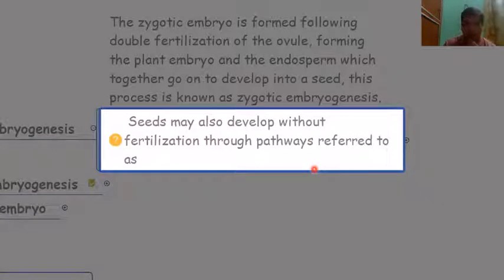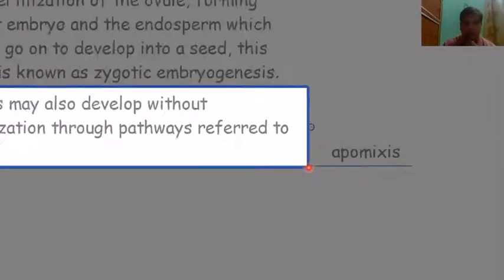And this process is known as zygotic embryogenesis. Now, do you also know that the seed may also develop without fertilization through a pathway which is referred to as, now if you have the answer, you can please check it once. The pathway is called apomixis.